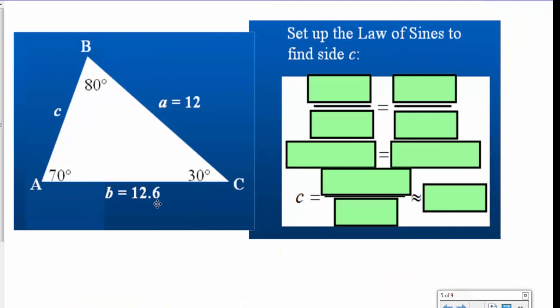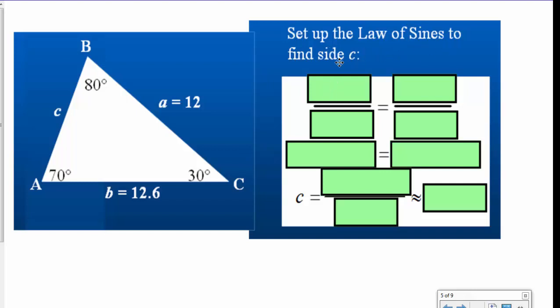Now that we have this side at 12.6 for side b, we can find one more thing, which is little c. We do know the angle C. There's 180 degrees in the triangle. We've used up 80 plus 70, 150 degrees. We have 30 degrees left for angle C. We don't have to solve that using any kind of the law of sines ratio.